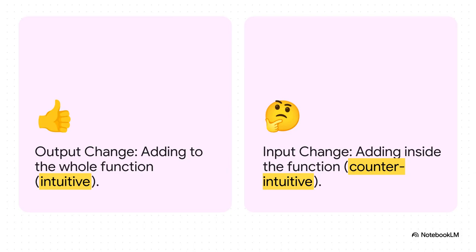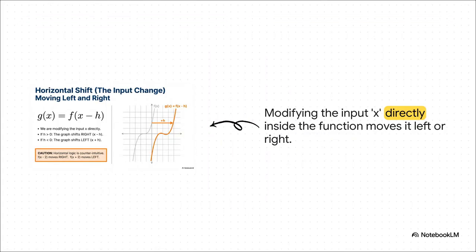Horizontal shifts, on the other hand, change the input. They happen inside the parentheses with the x. And this is where things get a little weird and kind of counterintuitive. With horizontal shifts, we're tweaking the x value directly, right inside the function. Look at the formula there. It says f of x minus h. That change is happening right next to the x, before anything else is calculated. And that's what slides the graph left or right along the x-axis.